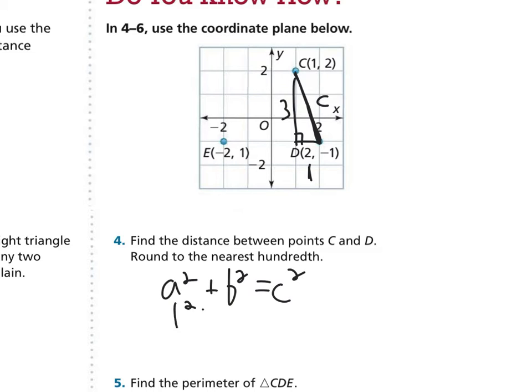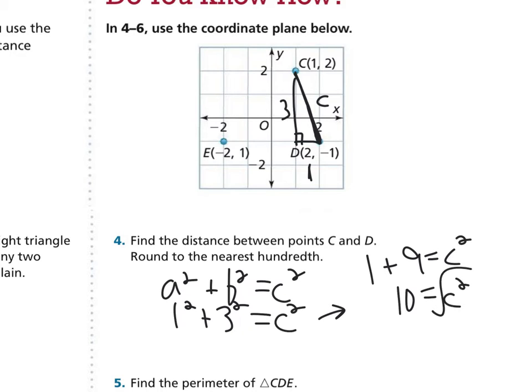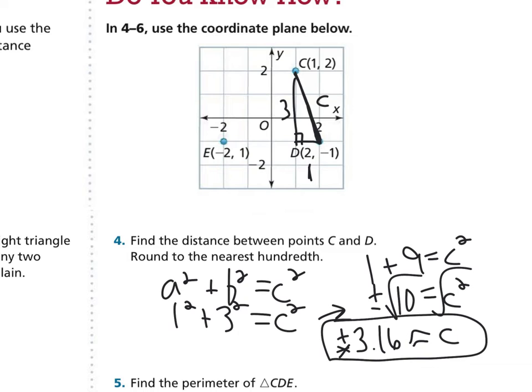So 1 and 3 are our legs of the triangle. 1 squared is 1, 3 squared is 9, 1 plus 9 is 10. Take the square root, and it says nearest hundredth. This time they finally tell us how to round that. So if you work that out, that would come out to be about 3.16 units.